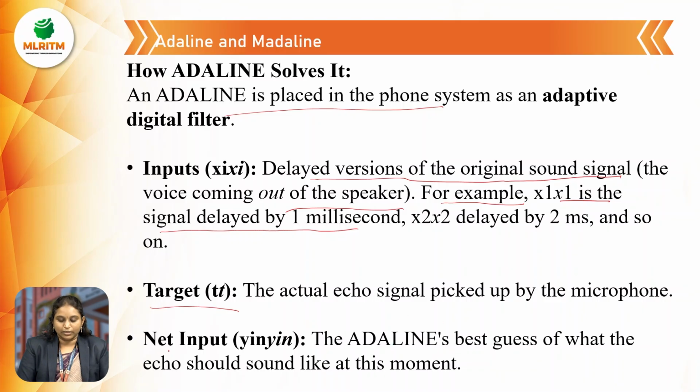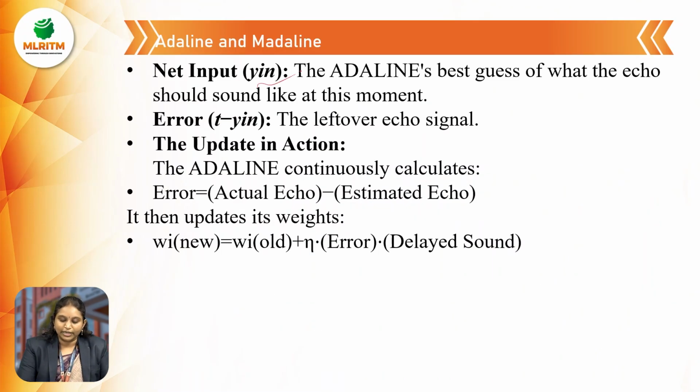The next step is the net input Yn. Here the ADALINE makes its best guess of what the echo sound should be at this moment. It identifies which type of echo it is, which is a big advantage of ADALINE. Coming to the error, T minus Yn, it calculates the leftover echo signal.